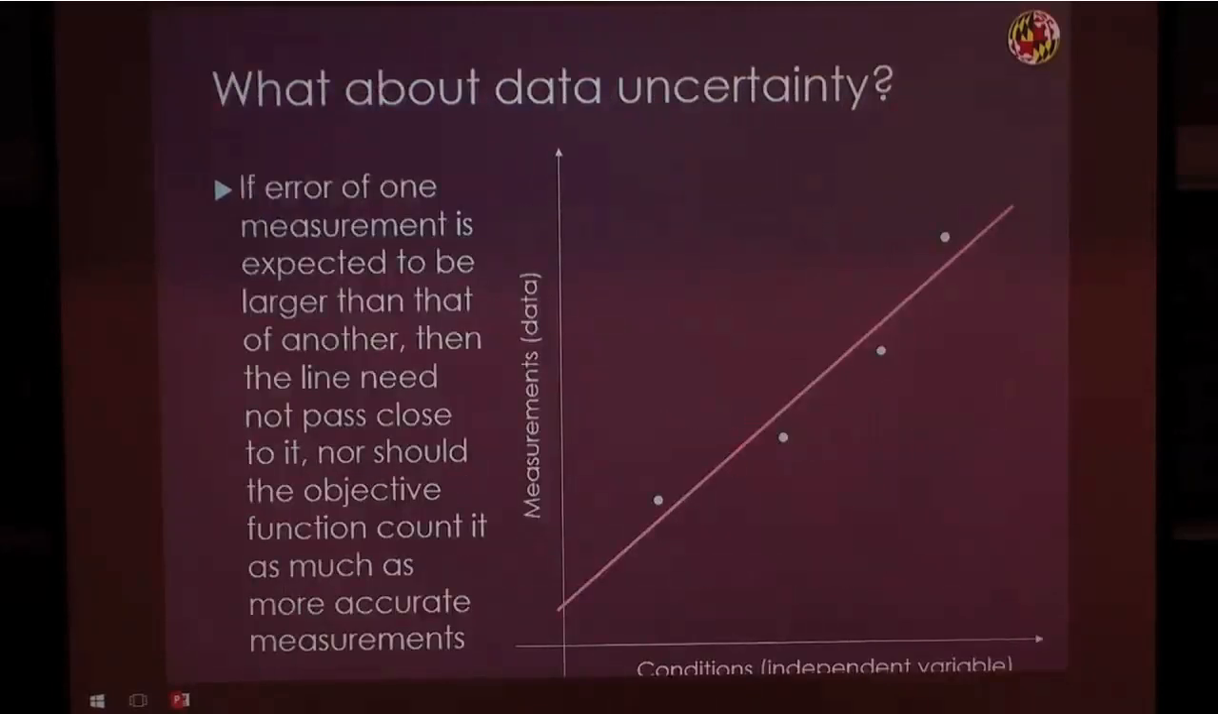So this is the line we fit before by eye. But now that we know that this one sucks, we don't have to be that close to it. And we know this one's really precise, so we want to be closer to that one. So now our line has changed. In other words, our answer has changed as a result of just changing the uncertainty that we assign to the measurements.